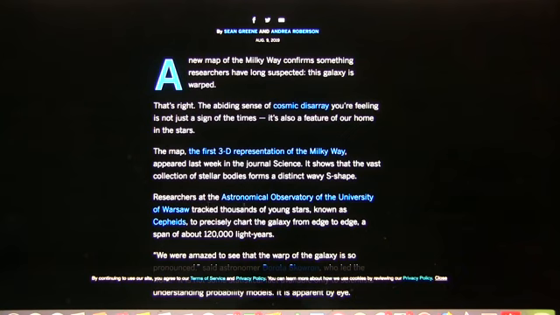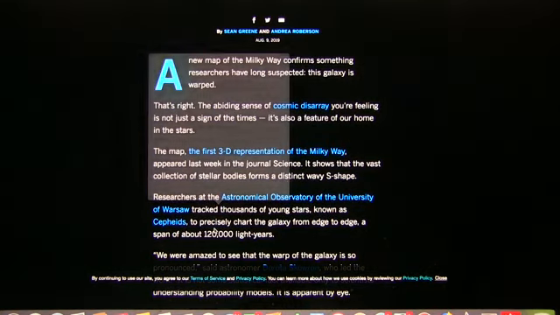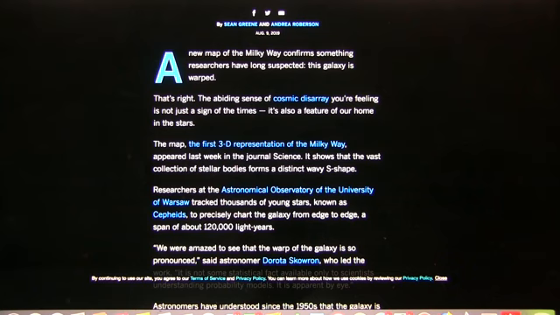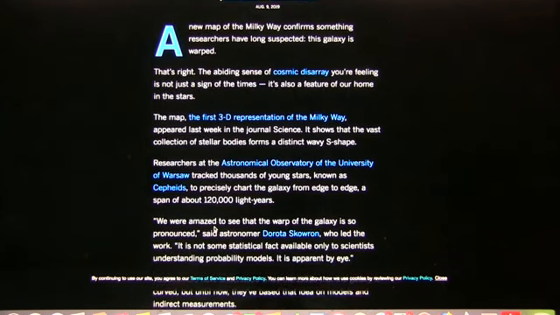They tracked these Cepheids. They tracked a bunch of these stars around the galaxy and saw that it was warped, and that it wasn't just slightly warped, that it was visibly warped. Because it said that people have thought that the galaxy was warped for a while based on indirect observation, but they didn't realize how warped it was.